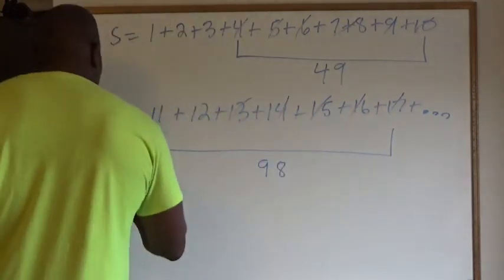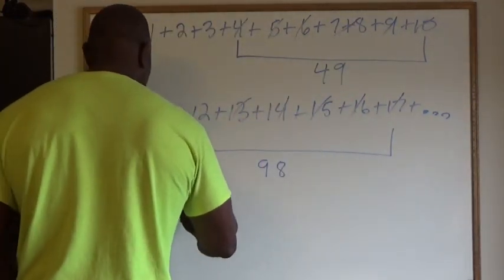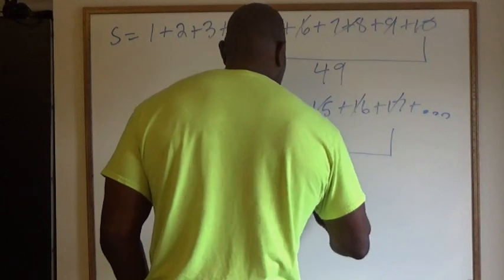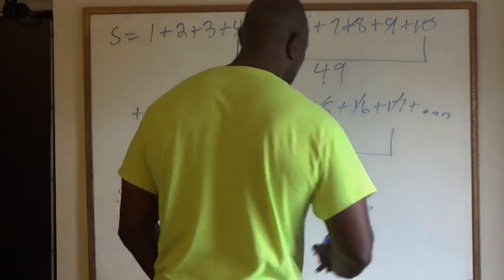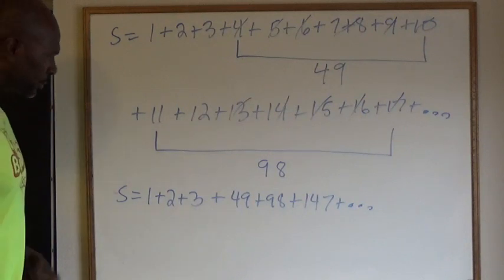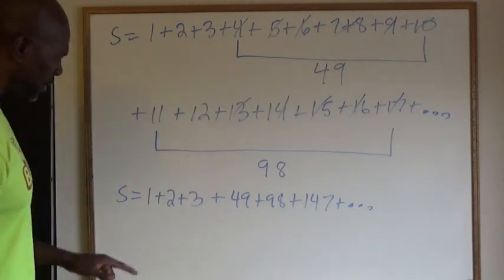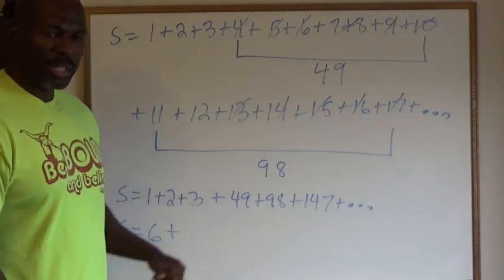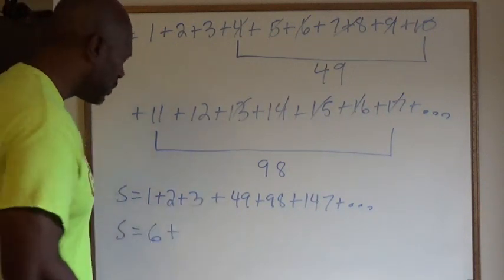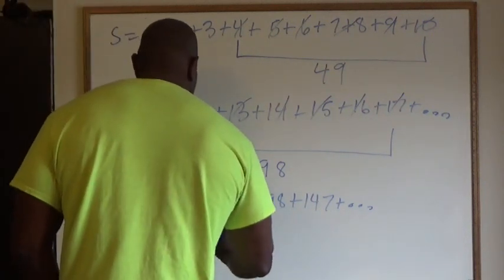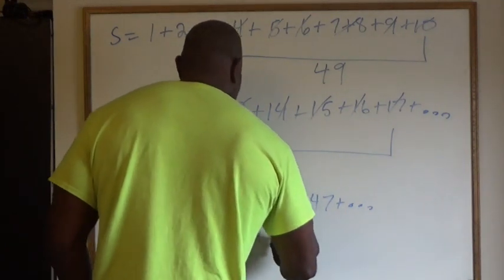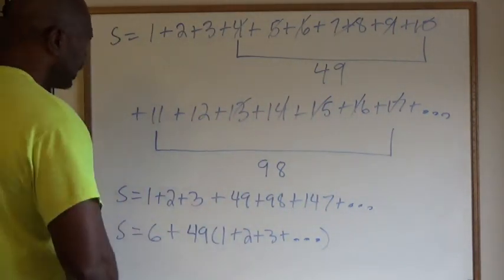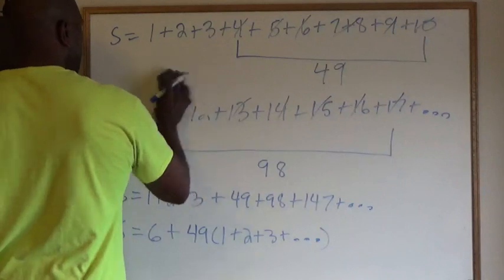So what we have is S equals 1 plus 2 plus 3 plus 49 plus 98 plus 147, and so on. So let's say I add these numbers, 1 plus 2 plus 3, that's 6, I believe. So S is 6 plus, again, the numbers after 3 are all divisible by 49, so I'm going to factor out 49. So plus 49 times (1 plus 2 plus 3, etc.). And of course, this is S, as you know.